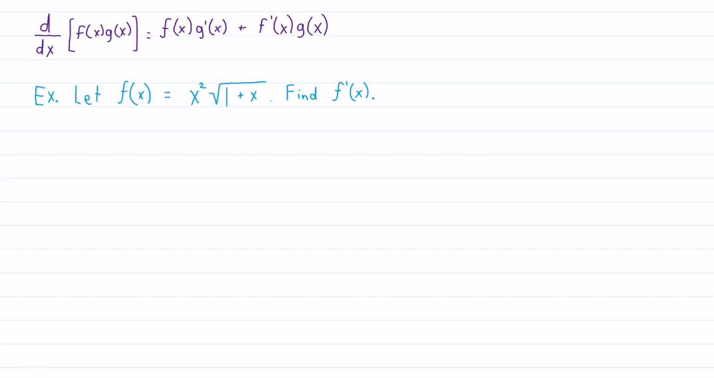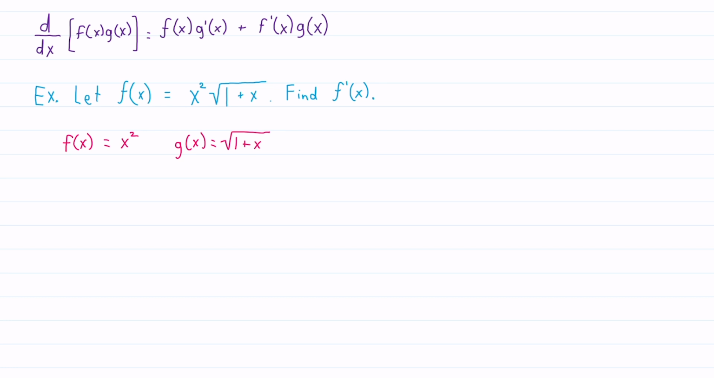f of x equals x squared times the square root of 1 plus x. Find f prime of x. First, let's write down what our f of x, f prime of x, g of x, and g prime of x all are. So first, f of x equals x squared, because it's the first function. g of x equals root 1 plus x.